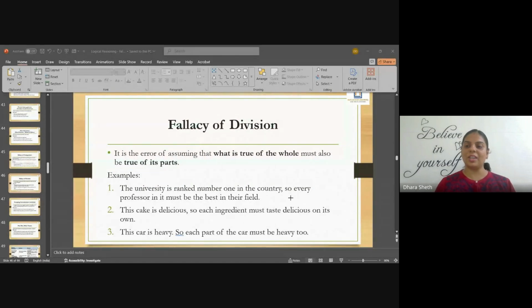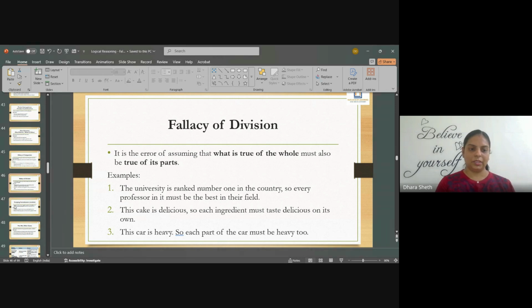So that is fallacy of division, the opposite. Composition says what is true of the part is true for the whole. Division says what is true of the whole must be true of the parts. This car is heavy, so each part of the car must be heavy too. May not be. The cushions might be lighter in weight. Clear with fallacy of composition and division?